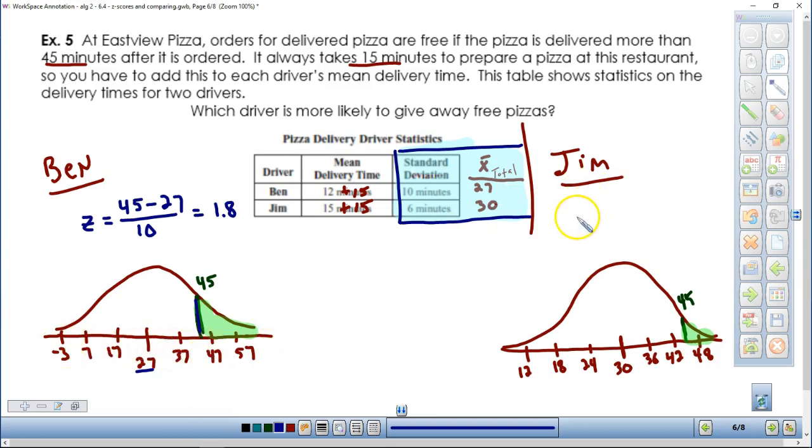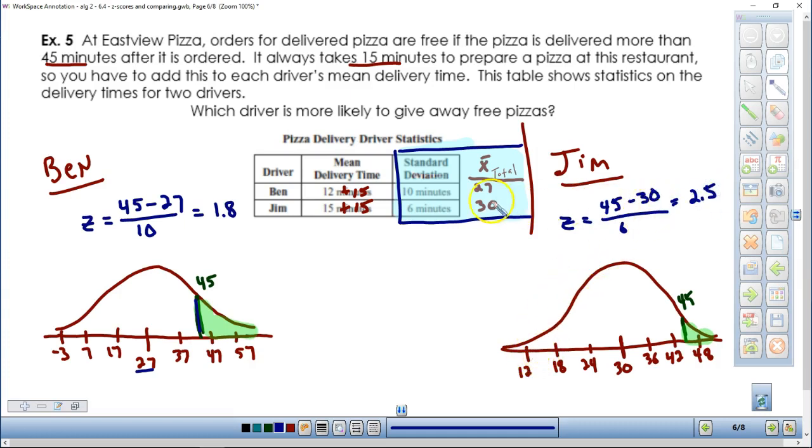Now, Jim, on the other hand, his z-score is going to be based off of the 45 minus his time to deliver divided by his standard deviation. His standard deviation is smaller, so it may take him a little bit longer, but he's also more consistent in his time. When you subtract first, then divide by 6, you get 2.5 here.